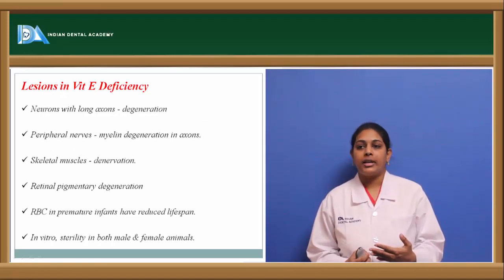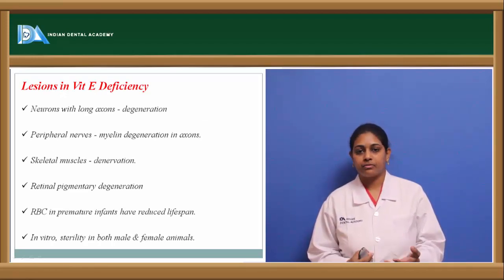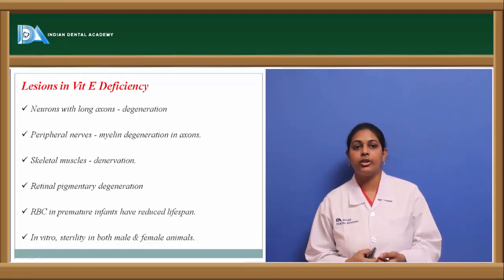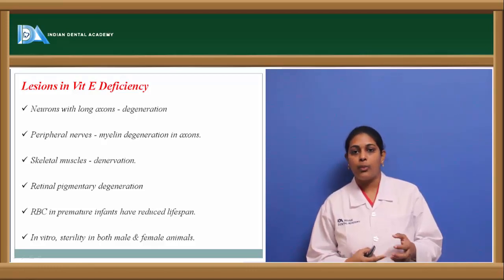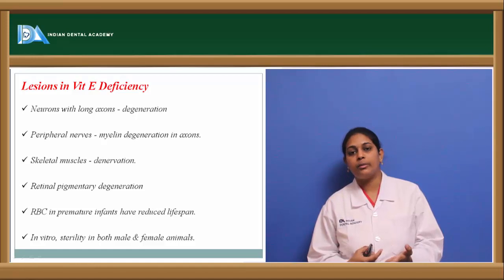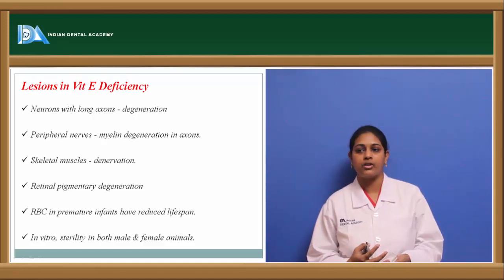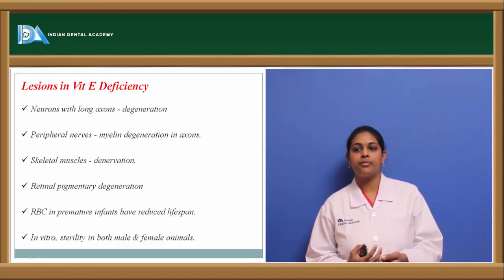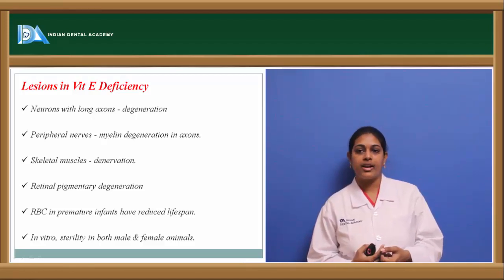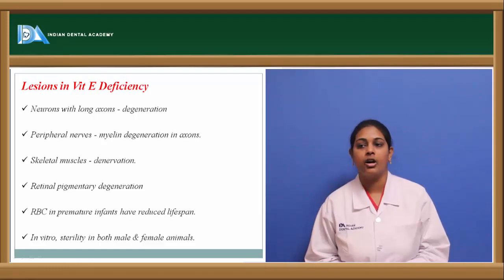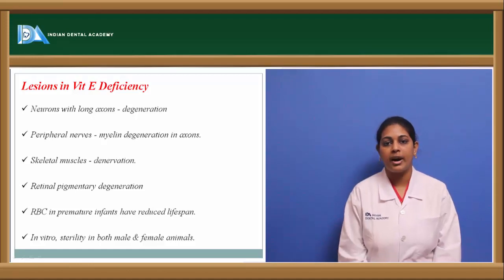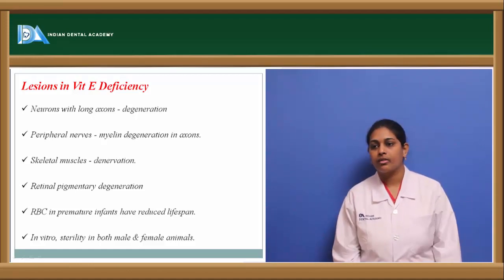Coming to the lesions in vitamin E deficiency, we see vitamin E can also affect the neurons along the long axis, that is in the spinal cord, and might cause degeneration of the spinal cord. When this vitamin E deficiency affects the peripheral nerve, it might result in myelin degeneration in the axons. In the skeletal muscle, it might cause denervation, whereas in the ocular lesions, retinal pigmentary degeneration can also be seen, which might result in retinal hemorrhages.